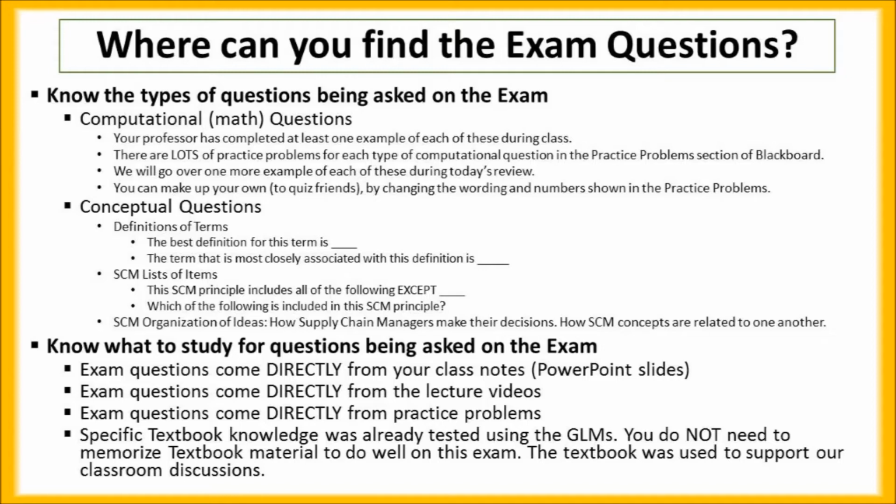There's a couple of different ways that we will typically word those questions. One would be the best definition for whatever that term is, and then it would list several different definitions, and you would have to pick the best definition. Another way of structuring that question would be the term that is most closely associated with the definition, and then it would list several different terms. You would have to pick the term that matches that definition.